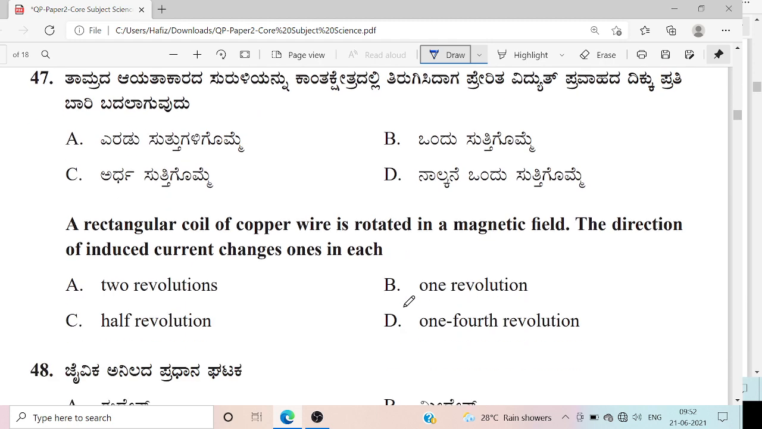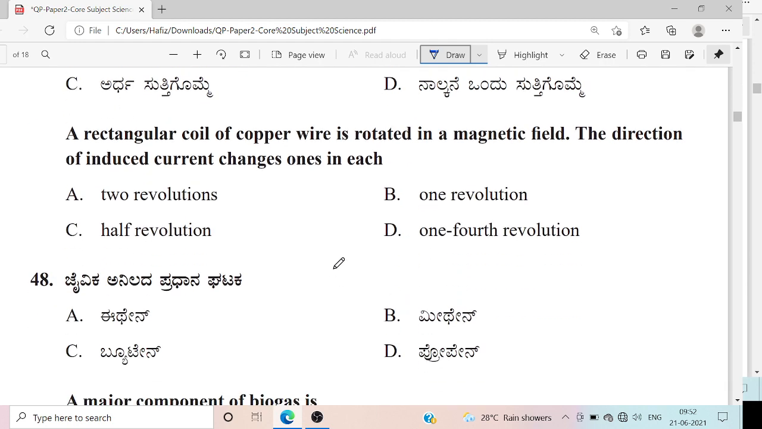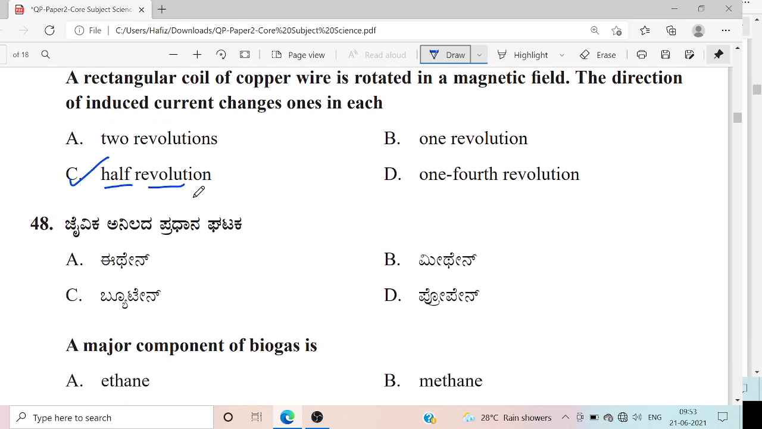Now the next question is on your screen. A rectangular coil of copper wire is rotated in the magnetic field. It is from the magnetic effects of electric current. That's Faraday's experiment. The direction of induced electric current changes once in a half revolution. Remember, in one complete revolution, in one complete cycle, it changes direction twice. That means one change of direction happens in a half revolution or half rotation. So option C is the answer for this.